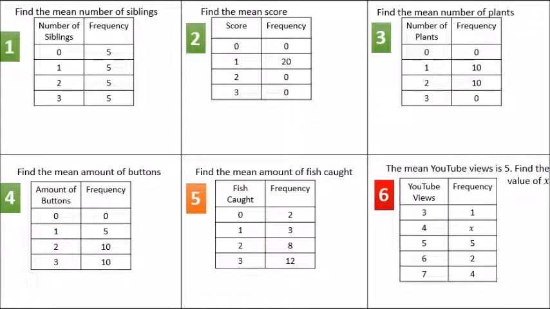So time for you to have a go at some variety of questions yourself. Have a go at finding the mean in each of these. The green questions are the simpler questions. The orange question here, that's a bit more difficult. The numbers are a bit more complicated. Question 6 is rather challenging because you have to find the value of x here. That really is quite difficult. Have a go.